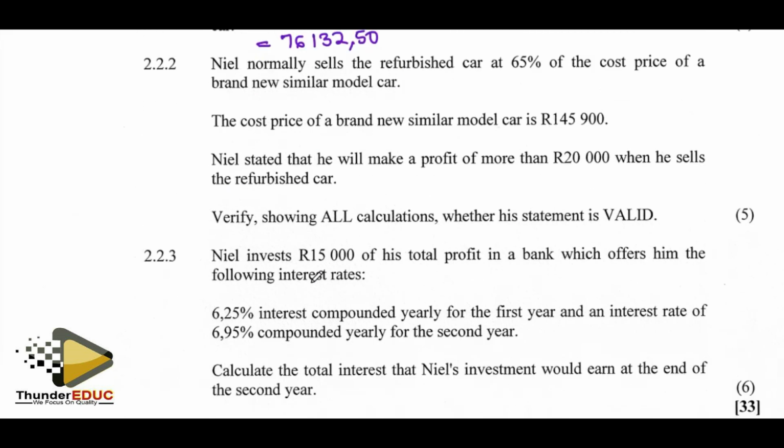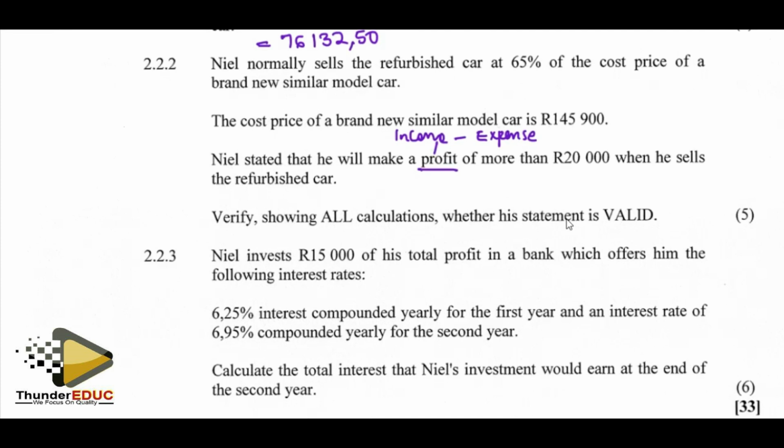Nelly normally sells the refurbished cars at 65% of the cost of a brand new similar model. The cost of a brand new similar model car is 145,900. Nelly says that he'll make a profit of more than 20,000 when he sells the refurbished car. Verify showing all calculations. Now remember, we are looking for profit. What has to come in your head? You look for income minus the expense. How much have I spent?